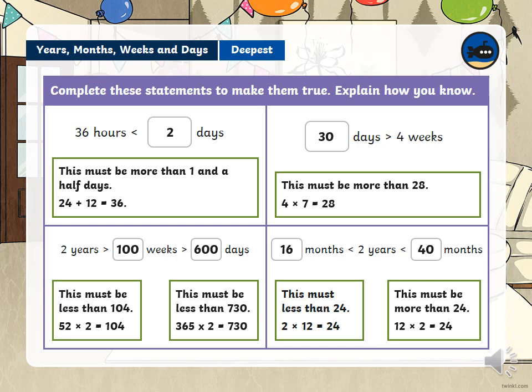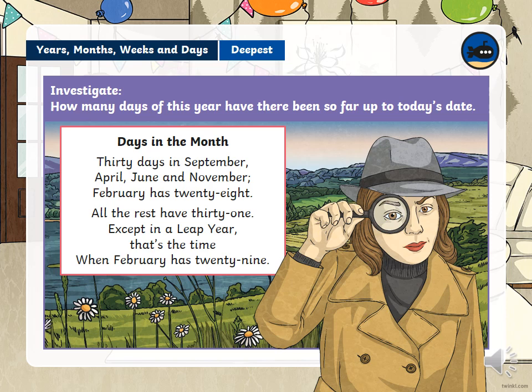Okay, so it's time to investigate. How many days of this year have there been so far up to today's date? Days in the month. So we are in June. So how many days have we spent from this year? So if you count up from January, what date is today? The 16th of June 2020. So start from January. How many days have we already gone through in this year? Pause the video to work it out.